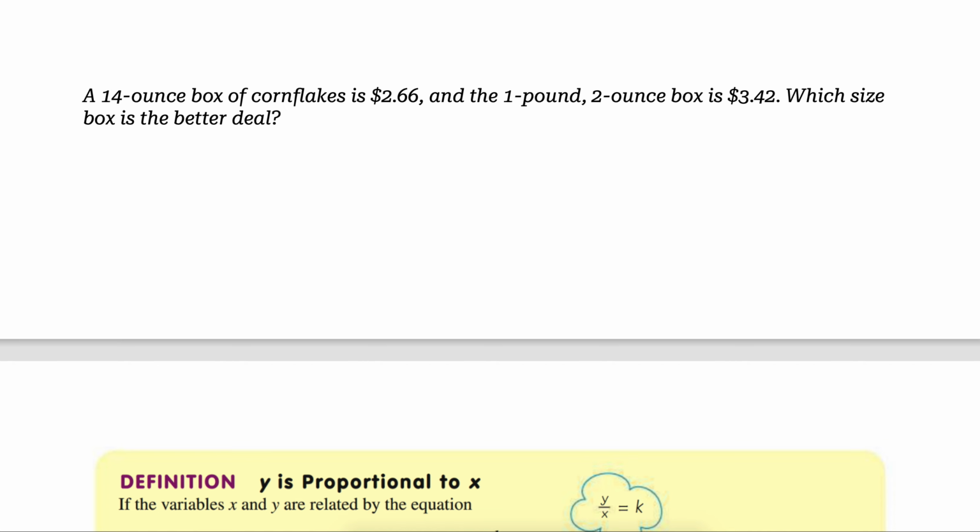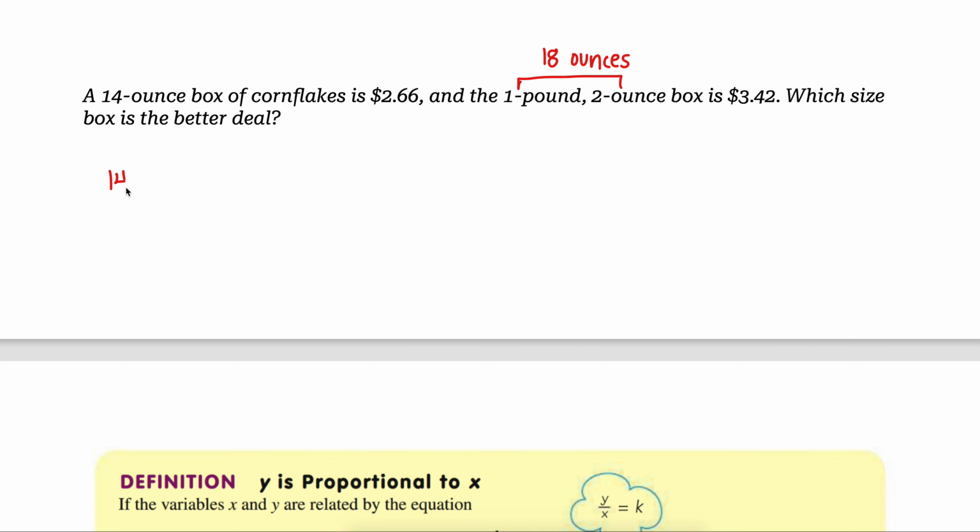So the first thing that we need to do is get our units to be the same. So what I'm going to do is take that 1 pound 2 ounces and convert it to ounces. A pound is 16 ounces, so 1 pound 2 ounces is just an 18-ounce box. So we're comparing a 14-ounce box and an 18-ounce box. To find the better deal, you're going to divide out the price per ounce.